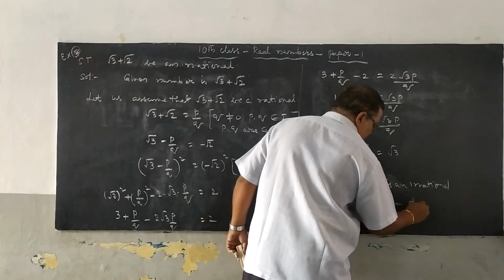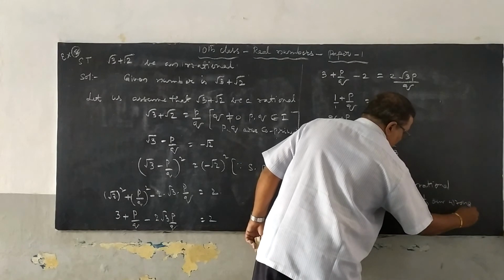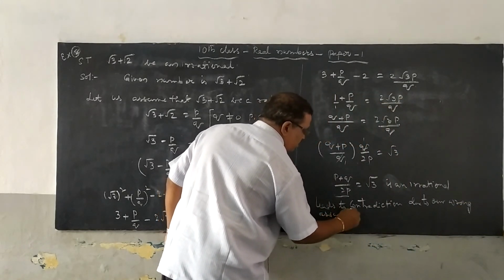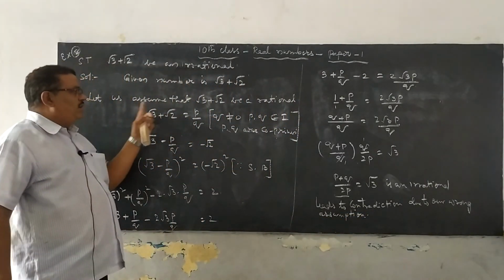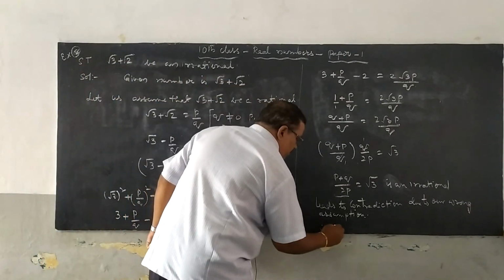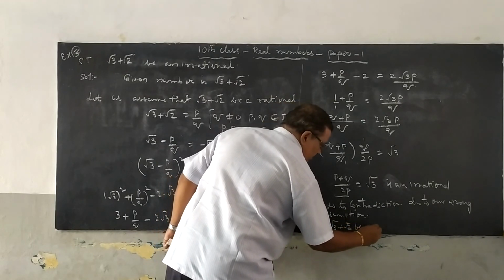Due to our wrong assumption. What is our wrong assumption? What did we assume here? Root 3 plus root 2 be rational. So therefore the final conclusion is root 3 plus root 2 is an irrational.